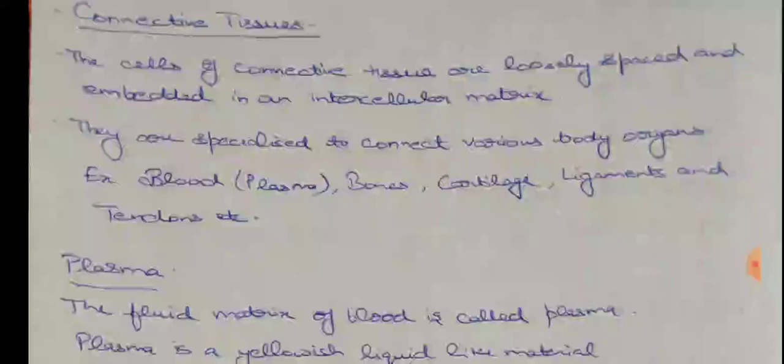The next type of tissue that we are going to start today is the connective tissue. Students, two kinds of tissues are left in this chapter, connective tissue and muscular tissue. So let's start with the connective tissue. The cells of connective tissue are loosely spaced and embedded in an intercellular matrix. They are specialized to connect various body organs, and the examples are blood, bones, cartilage, ligaments and tendons, etc. These are some different kinds of connective tissue.